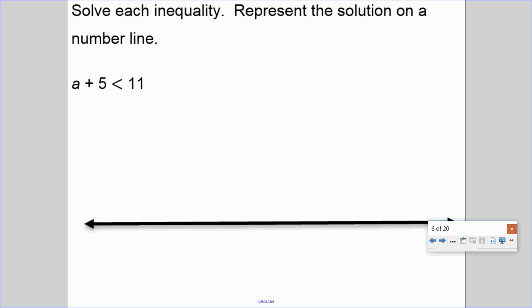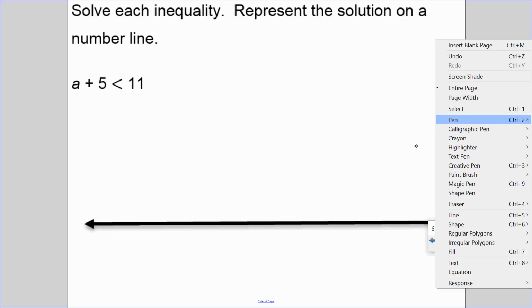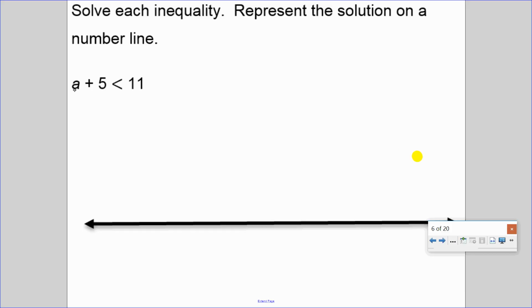Now, what I would like you to do is, without making a table, could you solve this algebraically and save yourself time? So I need to solve each inequality, represent the solution on a number line. I need to isolate A by doing the inverse of plus 5 with minus 5. Minus 5 does cancel. A is going to be less than 6.